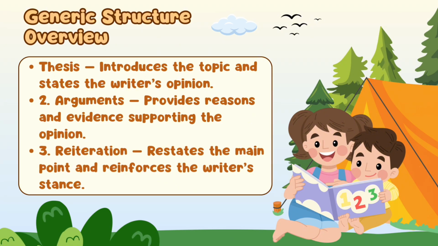The structure of an analytical exposition consists of three main parts. The first one is thesis. Introduce the topic and state the writer's opinion. Second is arguments. Provide reasons and evidence that support the opinion. The last one is reiteration. Restate the main opinion and strengthen the final stance. These structures help the text become more organized and persuasive.